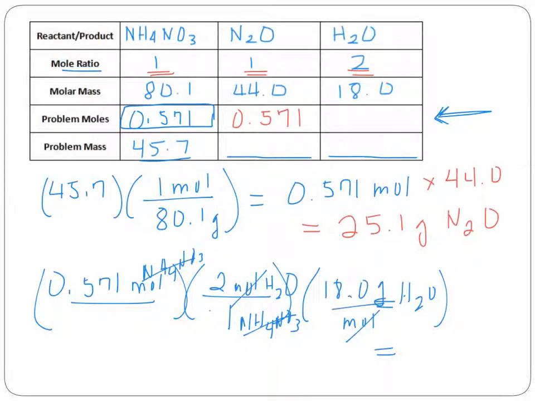And if you go ahead and do the multiplication here, you will find that it's 20.6 grams of water is the amount of production here. So we've got our 25.1 grams of the dinitrogen oxide, and then 20.6 grams of water are the masses of the products if you decompose 45.7 grams of ammonium nitrate.